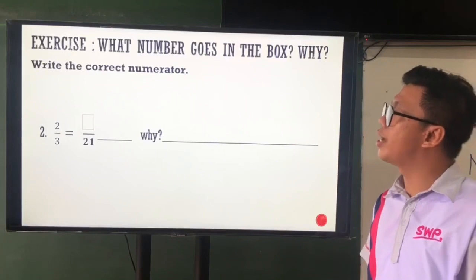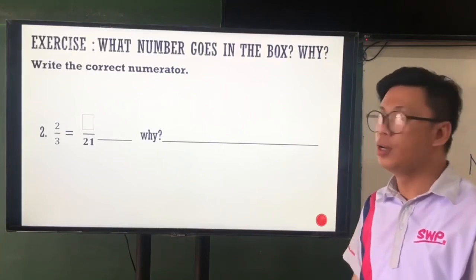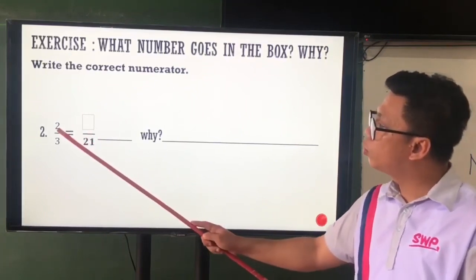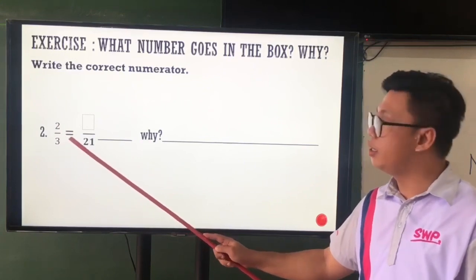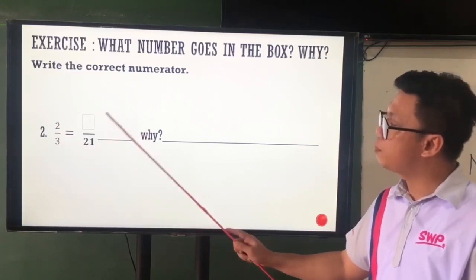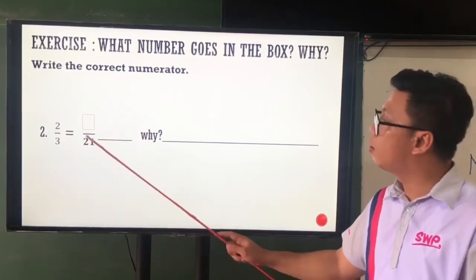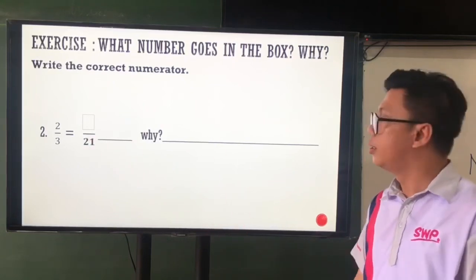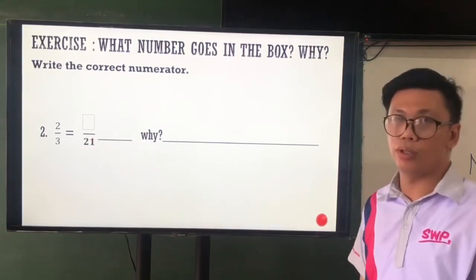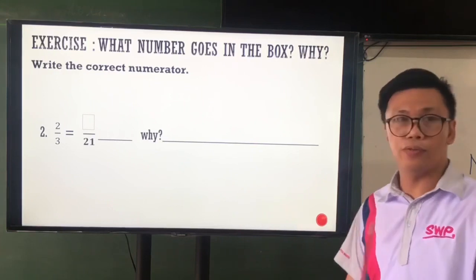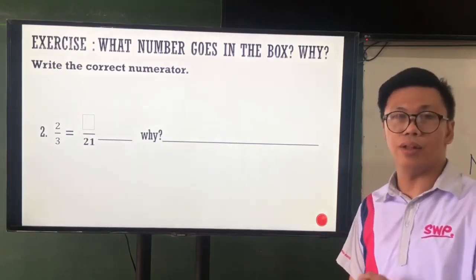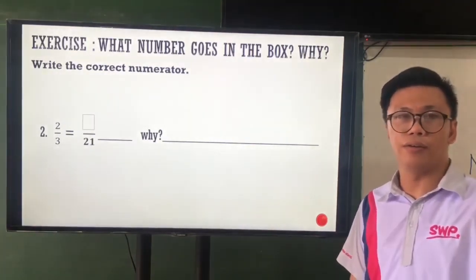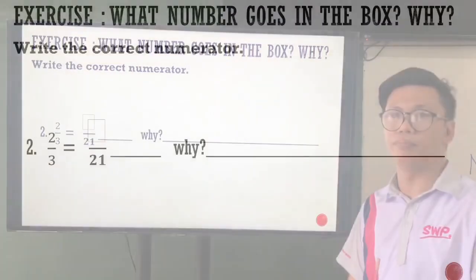Now, let's go to exercise number 2. We have here 2 over 3 equals blank space or square box over 21. And state your answer why. So, I'll give you 5 minutes to answer this and we will check your answer. Okay, your 5 minutes starts now.